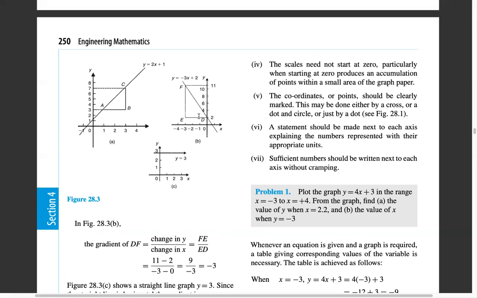Then you have negative gradients, right? Where it gets bigger the more left you go. Okay, that's a negative gradient. A positive gradient, the value of y gets bigger the more right you go.